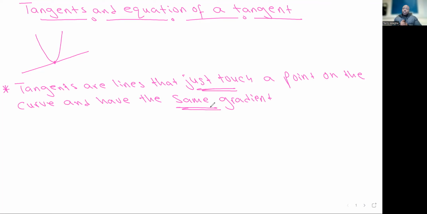All right, good. So what we are trying to do now is see how we're going to use differentiation to find the gradient and the equation of a tangent. Before you go further, I will usually advise you to go back and remind yourself of the equation of a line.